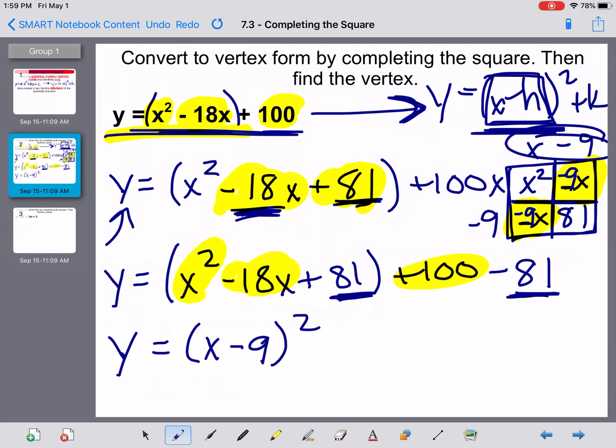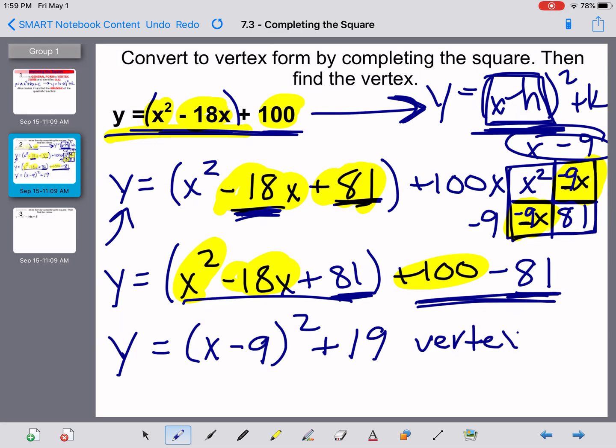X minus 9 times x minus 9. That'll give me all of this, so I can simplify that. And then the last little piece is I need to put this together, so it'd be plus 19. And there is my vertex form. Now hopefully from that you can automatically see that I have my h and my k already given, so I know the vertex from that vertex form, which would be 9, 19.